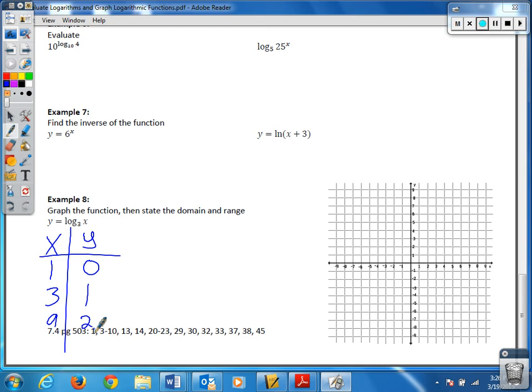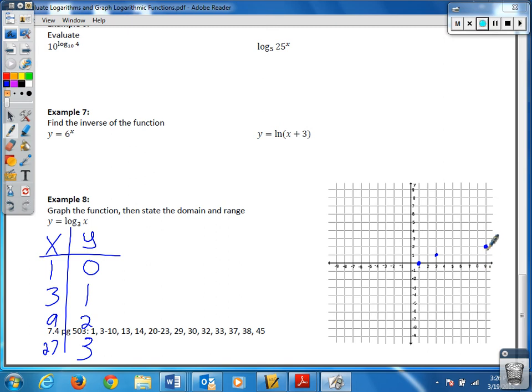So for this one, it actually might be easier to pick your y values first and think about what you get for the x values. Then the next one we could plug in would be 27, and we'd get the third power. 3 to the third power is 27. That one obviously will not be on the graph. So let's plot those 3 points. So we have (1, 0), (3, 1), (9, 2), and then obviously we can't do the last one.